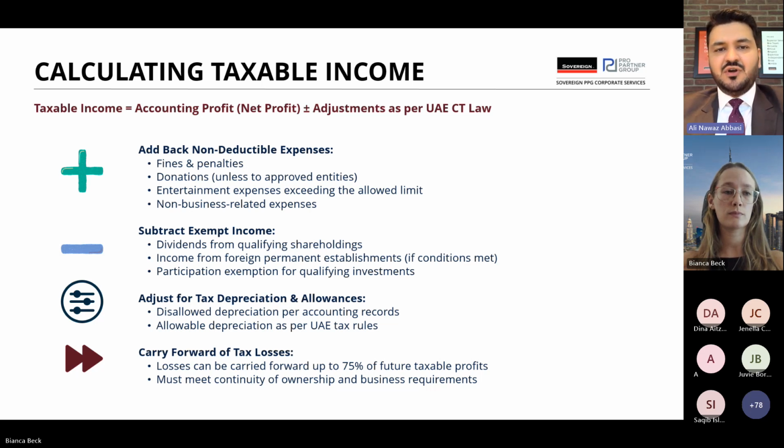Any losses suffered after the start of your tax year will be allowed to be carried forward indefinitely and adjusted with future taxable income. There is a limit though. Only 75% of future taxable income can be adjusted with the carried forward losses. The rest will be carried forward in future years. After doing all these adjustments, we arrive at the taxable income for corporate tax purposes. Next slide, please.